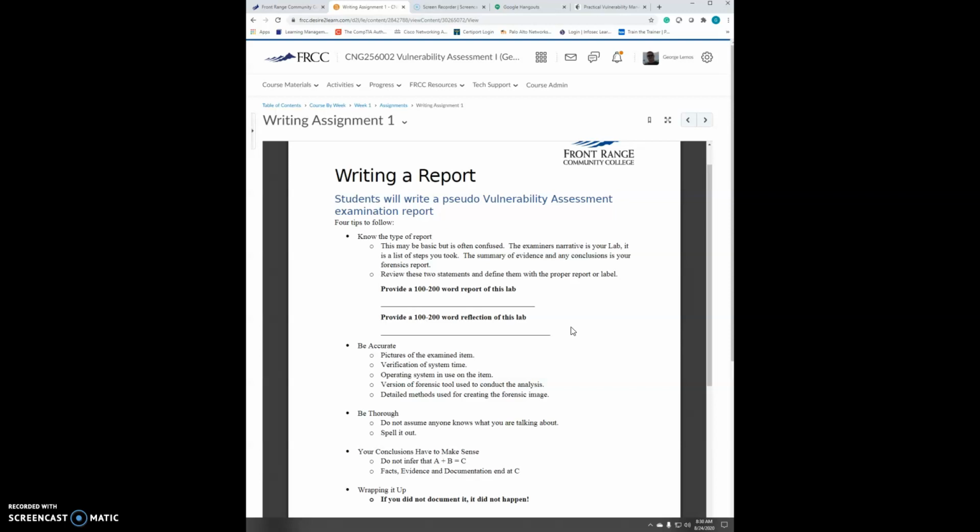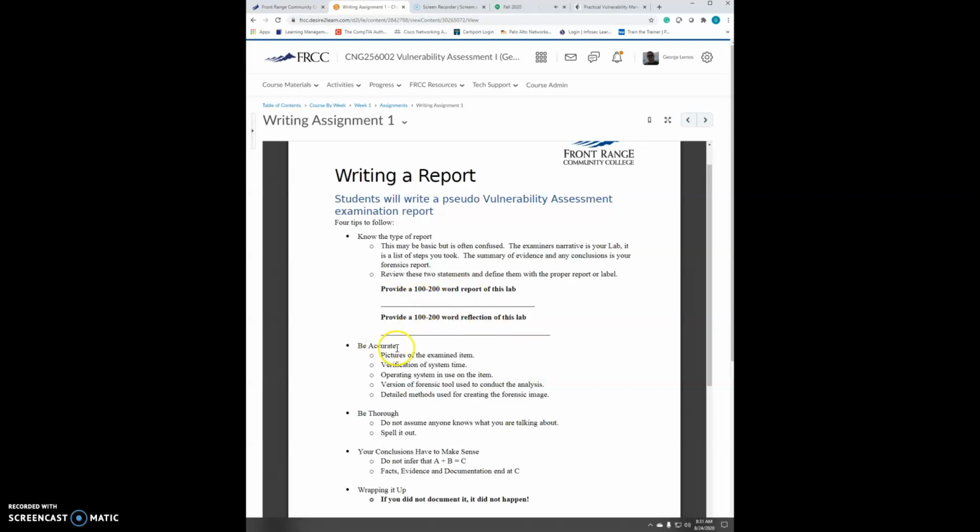You're going to see "provide a 100 to 200 word report for this lab," and you're going to see "provide a 100 to 200 word reflection on this lab." Define these. What are these to you? Feel free to do an internet search, but make sure that you understand the definition that you put.